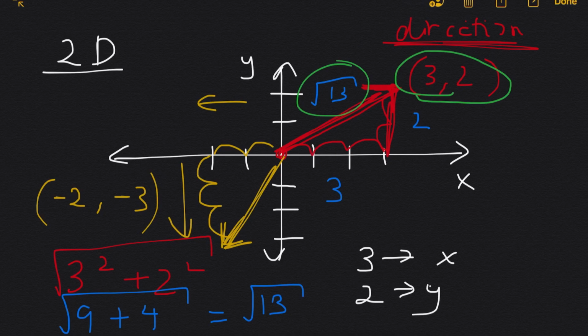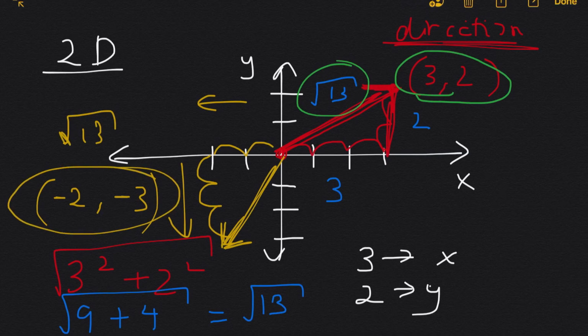Well, the magnitude is again negative 2 squared plus negative 3 squared, and that's going to be again the square root of 13. So the magnitude gives you some information, but the direction gives you a lot of information. From the direction, you can actually derive the magnitude. But the direction might not always be given to you in this form. They might give it to you in a different form.